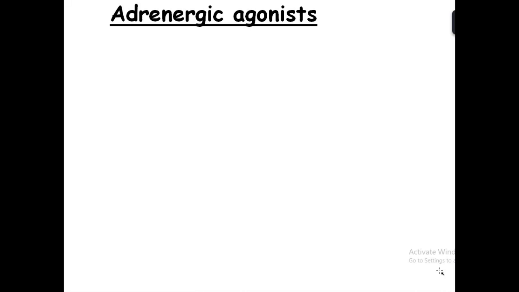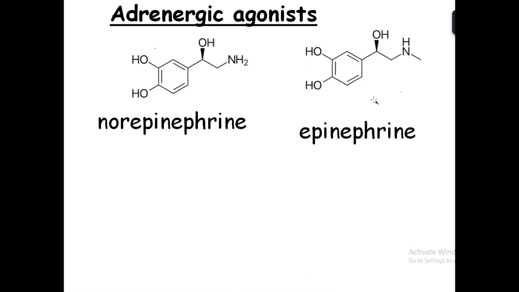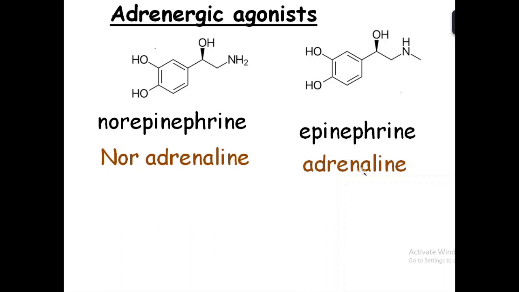In this lecture, I am going to talk about adrenergic agonists. Adrenergic agonists are a large group of drugs that mimic the action of norepinephrine and epinephrine, which are naturally occurring in the body. Norepinephrine is also known as noradrenaline, and epinephrine is also known as adrenaline.